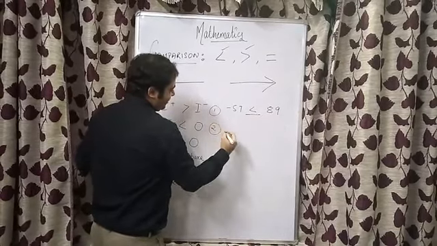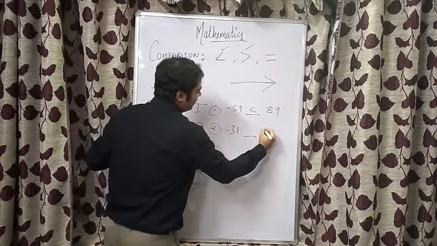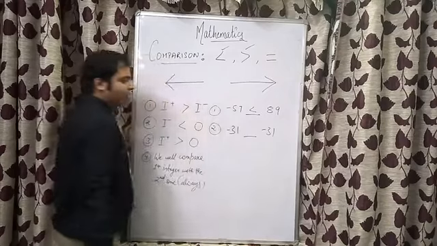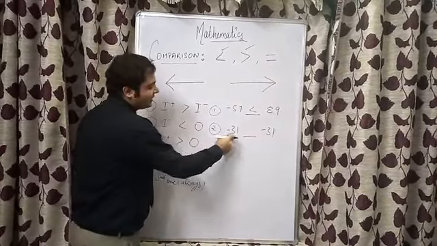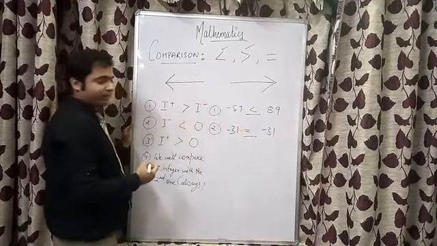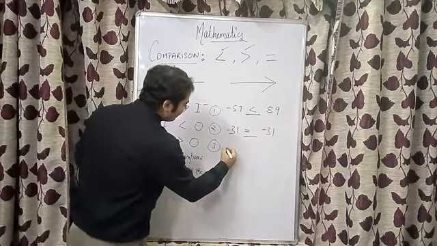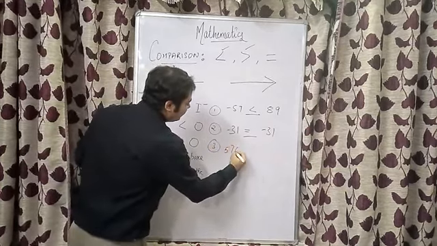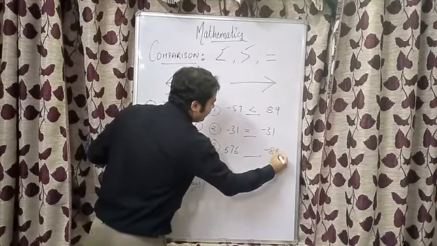Second, suppose we have got minus 31 and minus 31. So in this case, both are having the same sign and same numerical value. So we'll put the equal to sign. In the third case, suppose third example, 576 and minus 892.